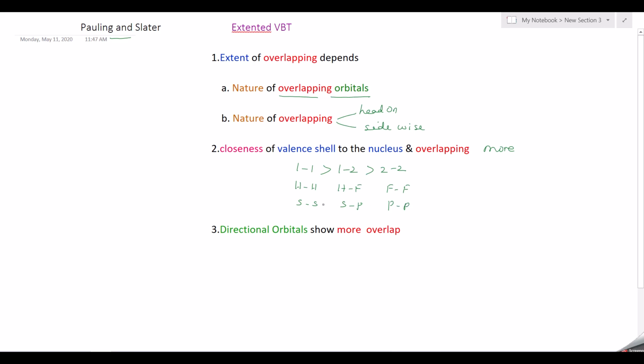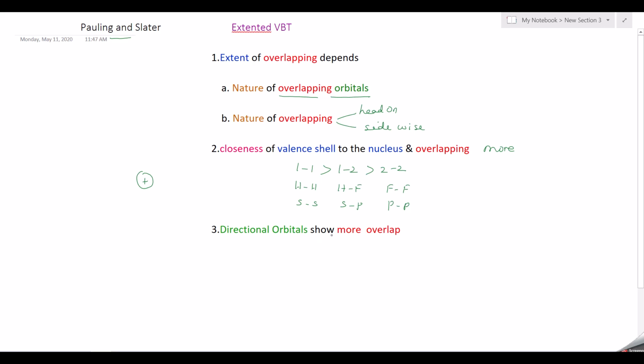In the s orbital, the valence shell is very close to the nucleus. In this case the overlapping will be greater. So ss overlapping is greater than sp overlapping, then comes pp overlapping. So this is the second one.